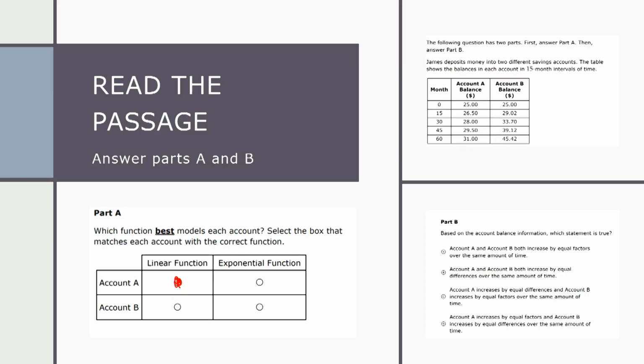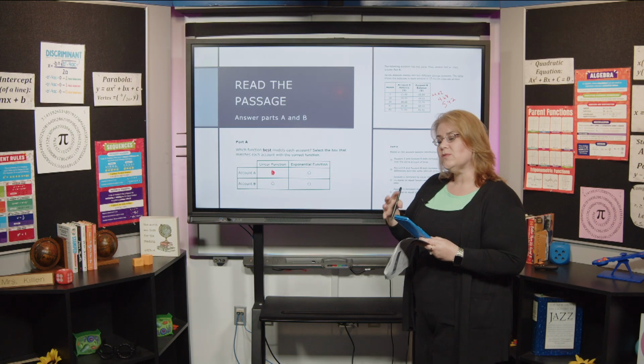Okay, the first one, I'm increasing $4.02. The second one, I'm increasing how much? Let's do this together. 33.70 minus 29.02. All right, so that's my next change. Then I have 39.12 minus 33.70, and then it is 5.42. So we can already see that there is not an exact change between each point.